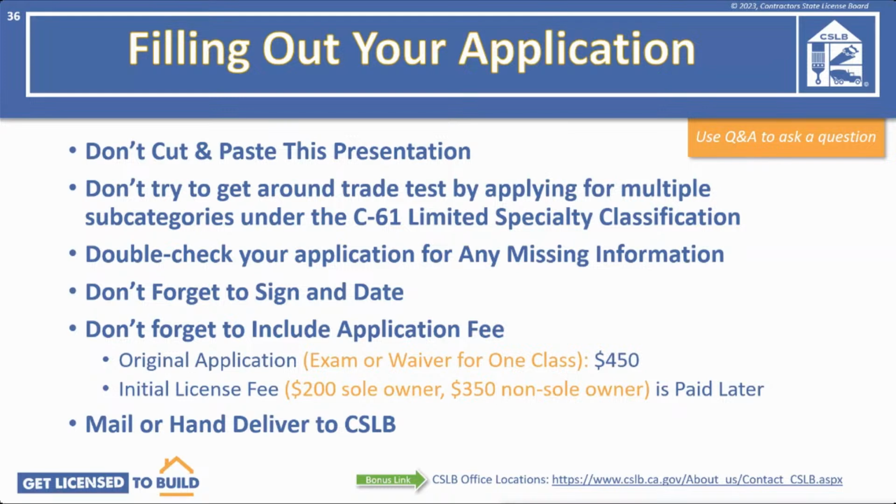You'll pay the initial licensing fee of $200 for a sole owner license or $350 for a non-sole owner license after you pass your exam or exams. Then put your application packet in the mail to CSLB or hand deliver to one of our public counters. We've got a bonus link at the bottom of the screen with our office locations.